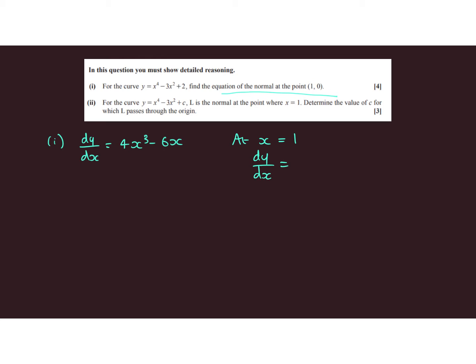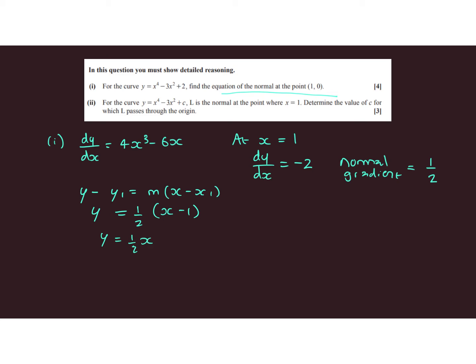So that will give us a tangent with a gradient of negative 2, which means that the normal gradient, the perpendicular gradient, will equal 1/2. So the equation of the normal, y minus y1 equals m bracket x minus x1. We can say that y is equal to 1/2 x minus 1, or y equals 1/2 x minus 1/2.